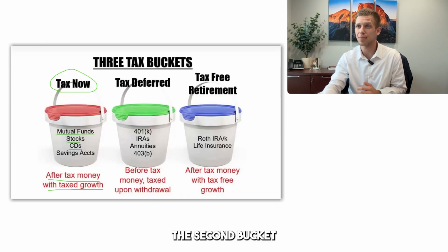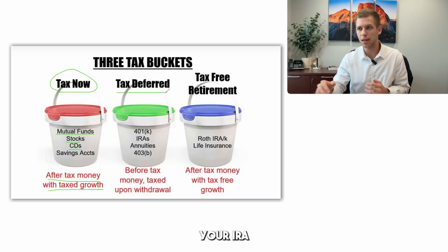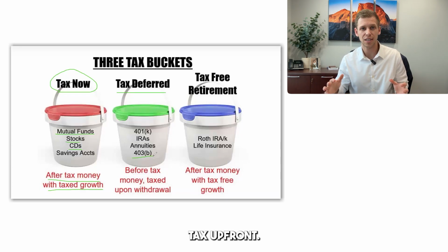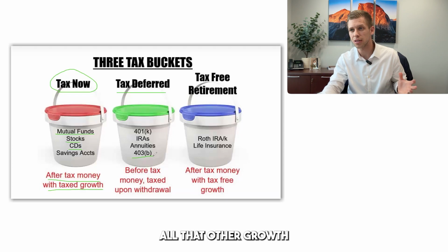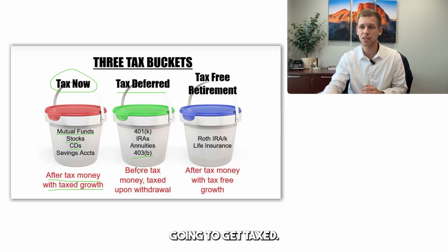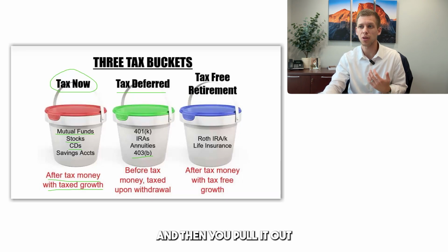The second bucket is the tax deferred. So this oftentimes is going to be your 401k, your IRA, could be a 403b. Anything that you put into this account, you're putting in pre-tax. So you're not going to pay tax up front, and then all the growth is going to be tax deferred. Now when you take it out, that money is going to get taxed. So you put it in tax-free, it grows tax deferred, and then you pull it out and you're paying tax upon withdrawal. So that's that second bucket here.